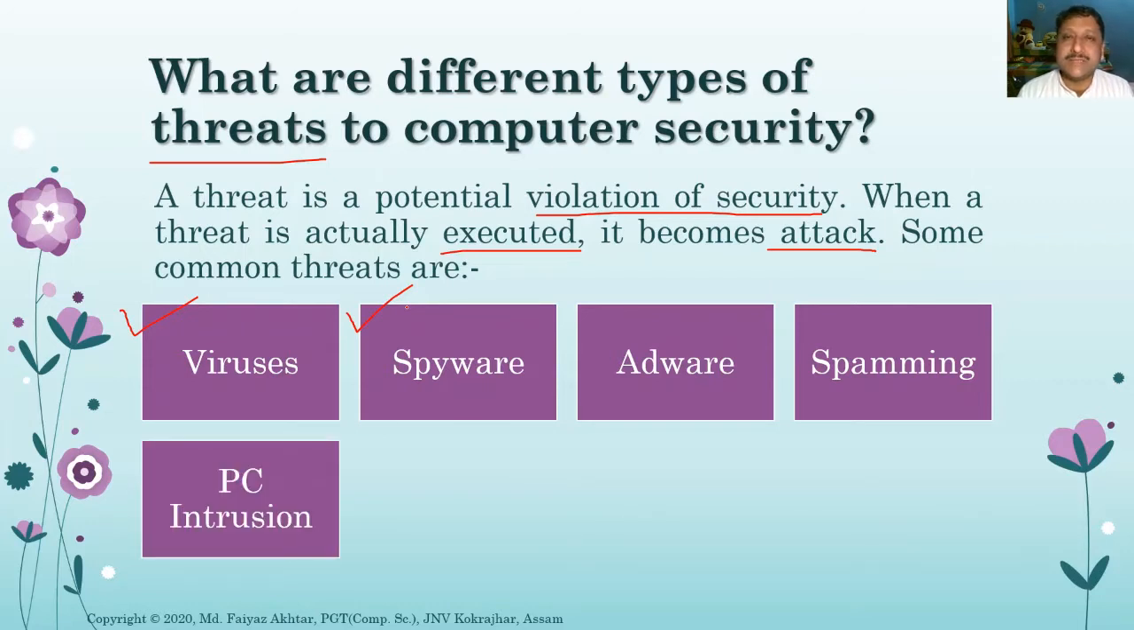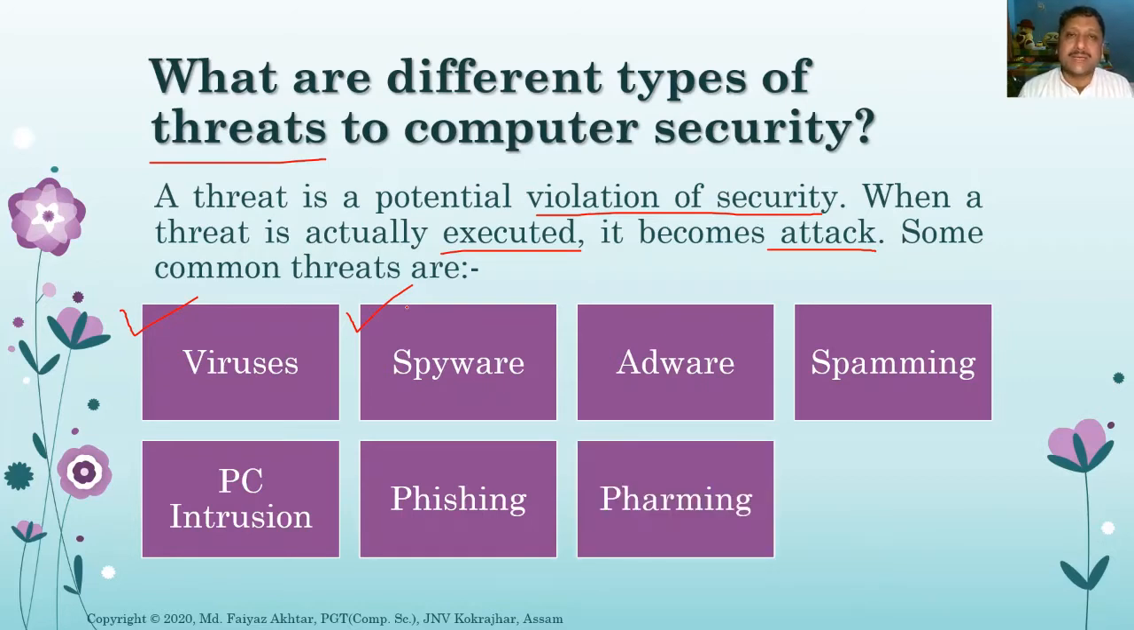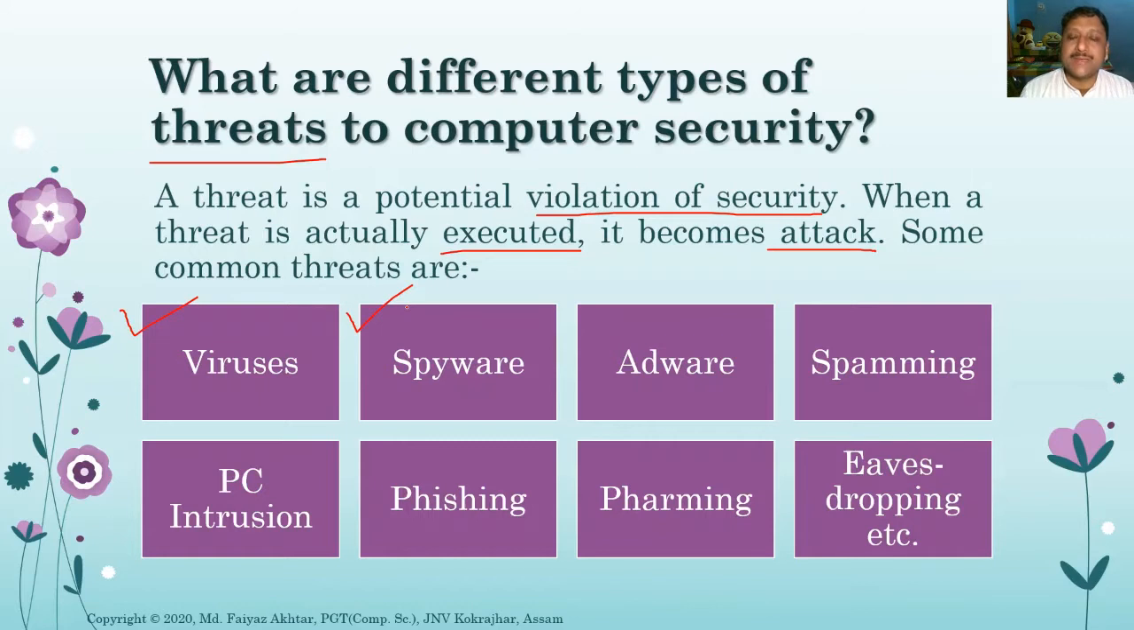And PC intrusion is there. Some software may get installed in your computer, and all the information which you access through the internet or which you stored in your computer may be accessed by an unauthorized person. Phishing is there, and then Pharming is there, then eavesdropping is there. These are the threats which are very much of concern and which put our computer, our data, or our privacy at risk. So we are going to learn them one by one.